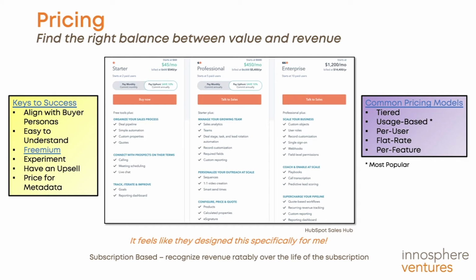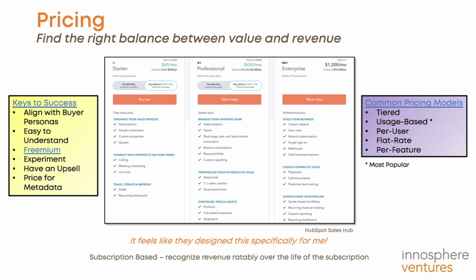It's very important to align your pricing model with your buyer personas and make it easy to understand. You don't want to create friction for the buyer. They need to find themselves on one of the tiers with everything they need to successfully use your product at a price that makes sense to them.